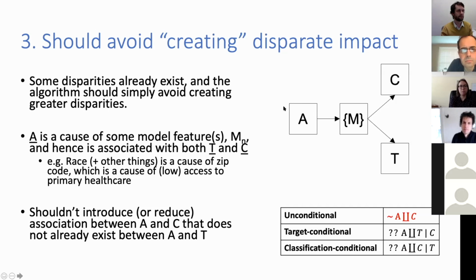In this case, A is going to be a cause of some model variable, and hence it's going to be associated with both T and C, right? So race, among other things, is a cause of zip code, which is a cause of low access to primary health care, which is therefore a cause of greater health need in the following year. And the intuitive idea behind both these measures is that you shouldn't introduce, or in fact reduce, the association between the attribute and the classifier that does not already exist between the attribute and the target variable.